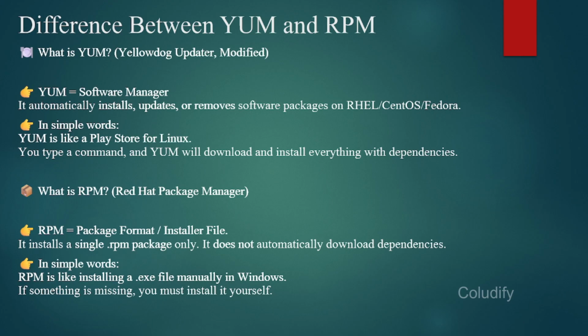So what about RPM? RPM is the Red Hat Package Manager. RPM is a package format or installer file. It installs a single .rpm package only. It does not automatically download dependencies. In simple words, RPM is like installing a .exe file manually in Windows. Same thing, we can install RPM manually on our Linux server.